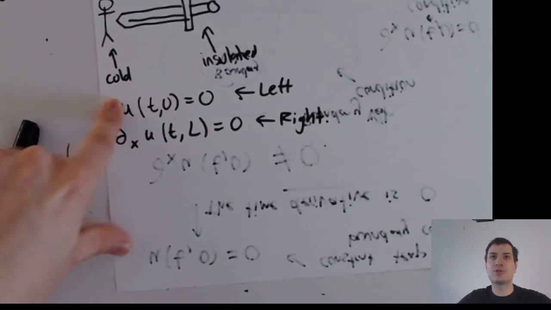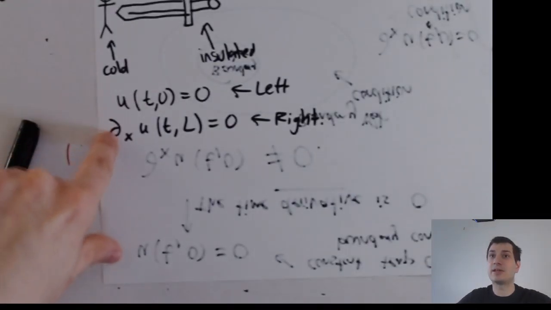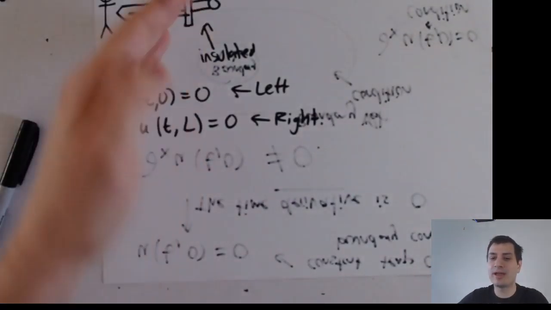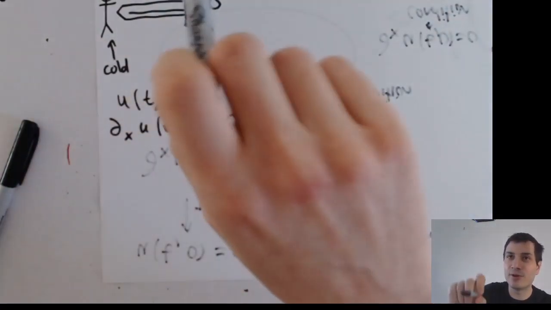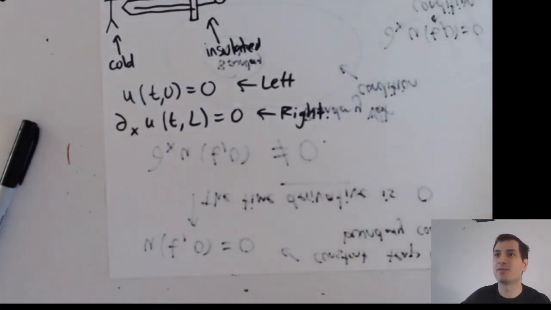On the left end, it's temperature 0, and on the right end, it's insulated. That doesn't mean that the temperature at the right can't go up. It can. It's just that no heat is flowing from the sword to the outside.